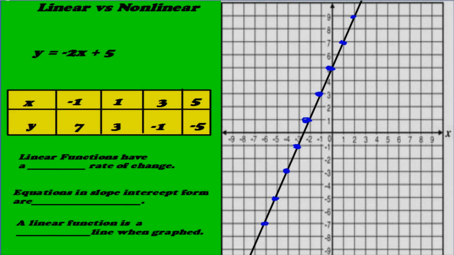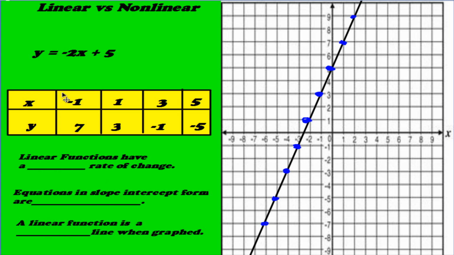In this lesson, we're going to talk about actually determining whether a function is a linear function or a nonlinear function. Once you've established that a relation is a function, your next step is to determine, okay, is this going to be linear or is it nonlinear, and how can I tell the difference between the two?